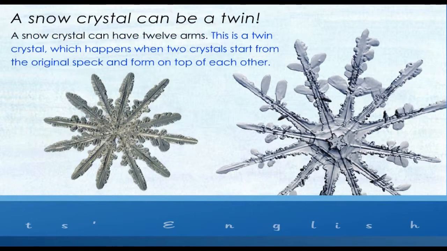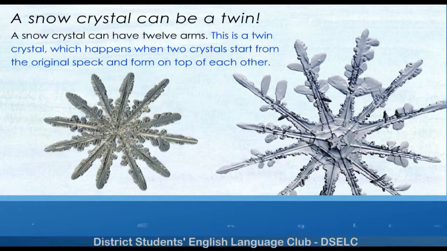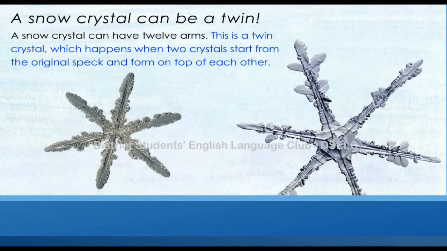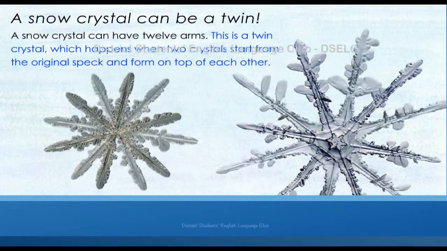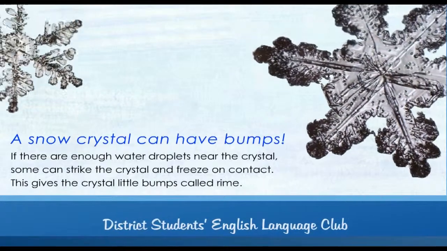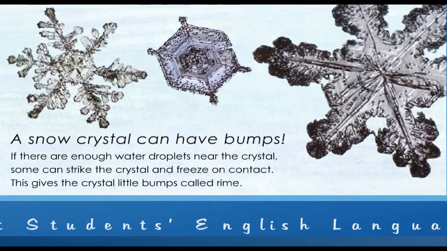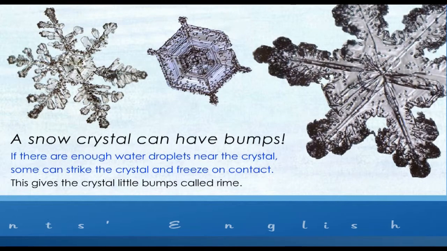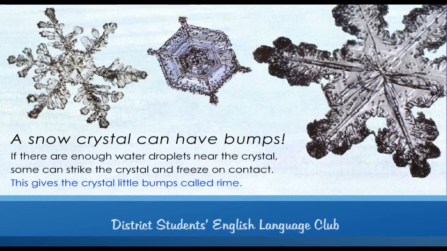This is a twin crystal, which happens when 2 crystals start from the original speck and form on top of each other. A snow crystal can have bumps. If there are enough water droplets near the crystal, some can strike the crystal and freeze on contact. This gives the crystal little bumps, called rime.